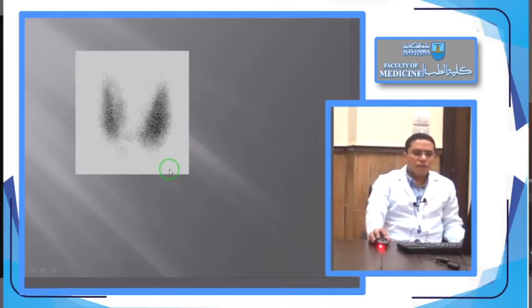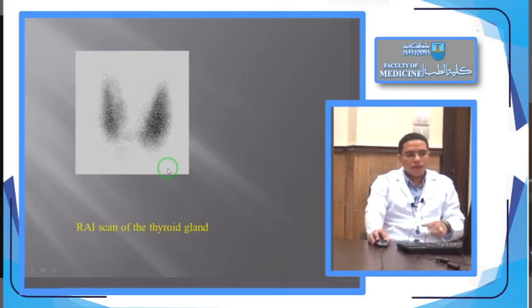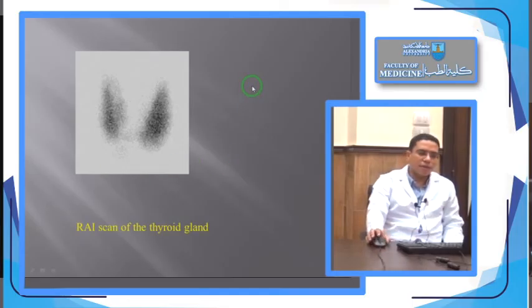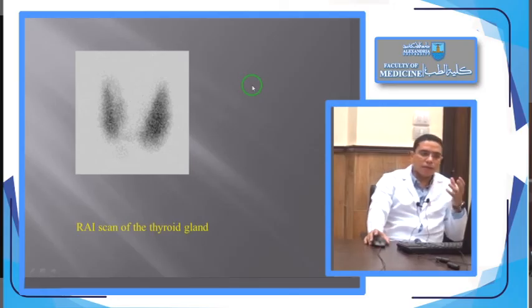We have two remaining images. Both are radioisotope scans. This is a radioactive iodine scan of the thyroid gland, and the idea of this scan is that the thyroid gland loves the iodine. So when you have a toxic goiter and give the patient this iodine, it will be concentrated very rapidly in the thyroid gland because it loves it.